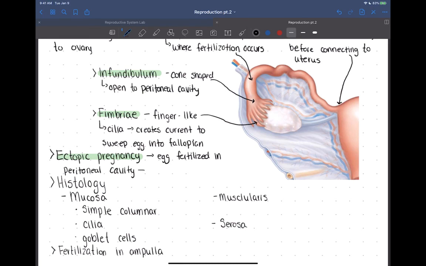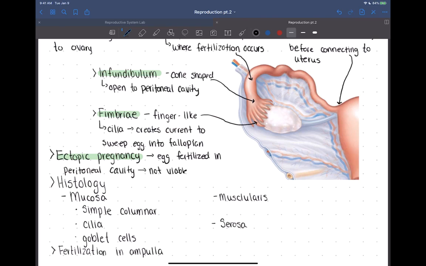Generally these ectopic pregnancies are not going to be viable, and that's just because the peritoneal cavity doesn't have the nutrients. It's not set up to support a developing embryo. You don't have the nutrients and the blood supply and all that kind of stuff to support that developing embryo. So most often it is not viable.